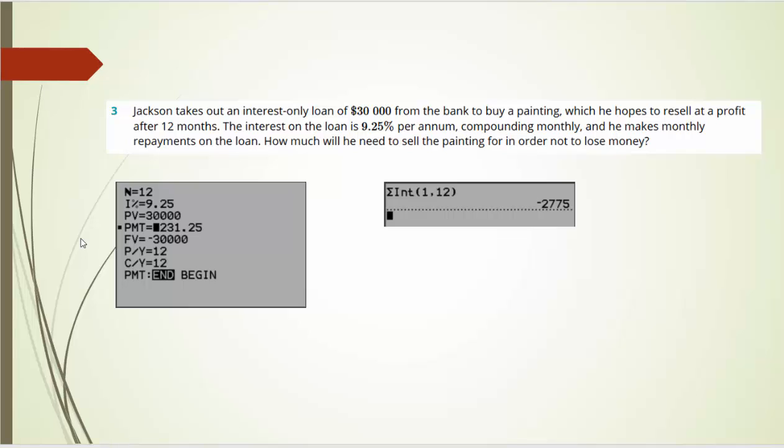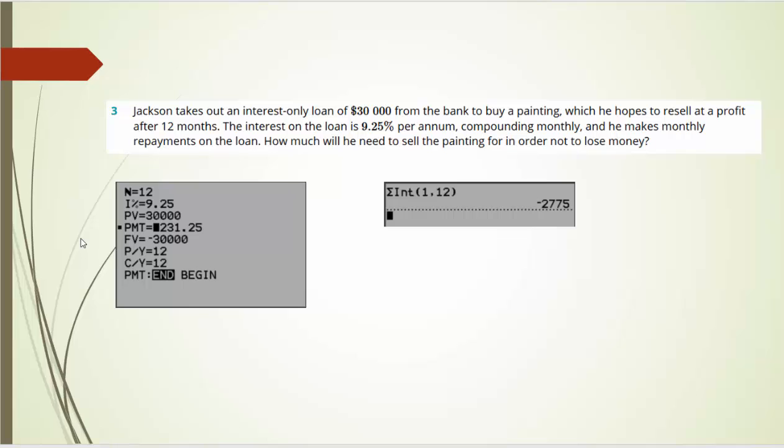Now, if he wants to sell the painting in order not to lose money, then he will have to make on the painting a profit of whatever the interest is going to be. On the first slide, lower left, putting the numbers in as before, you will find that the repayment will have to be $231.25, and you can either multiply that by 12 on an ordinary calculator, or you can use the sigma int function, which I showed you about in the last lesson, and that'll tell you that the total interest is $2,775.